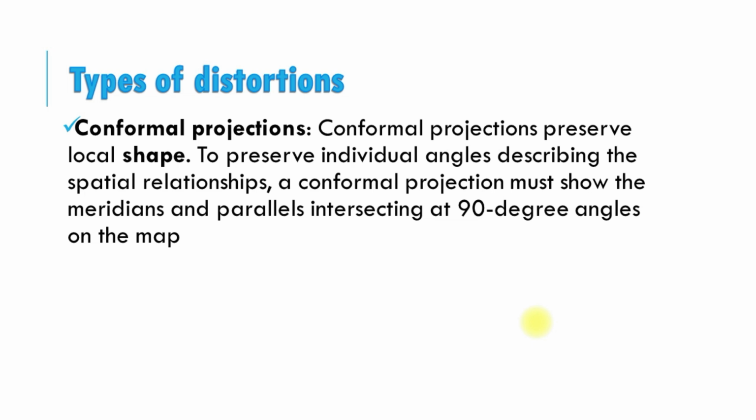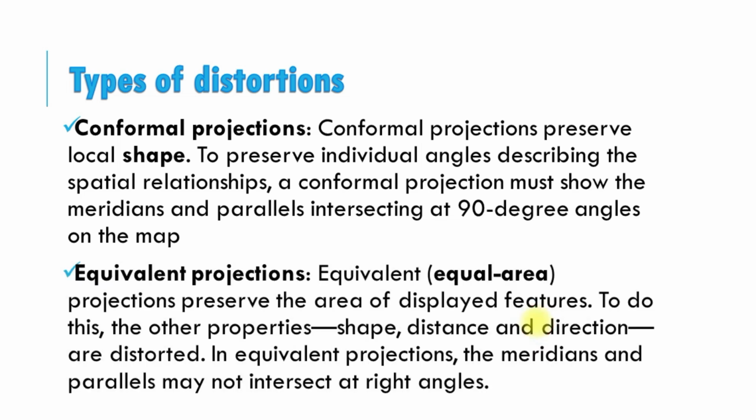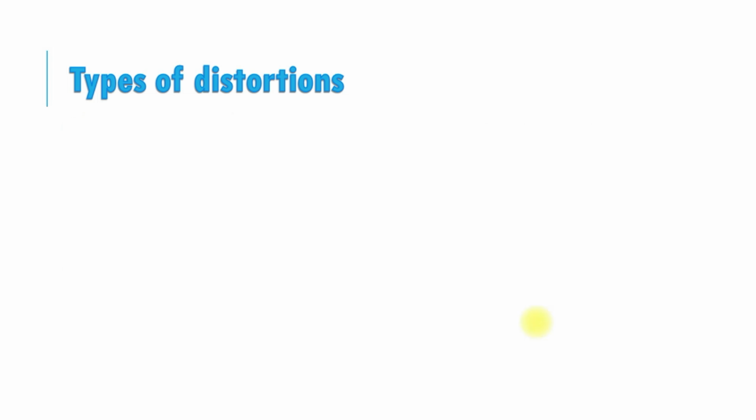To preserve individual angles describing the spatial relationships, a conformal projection must show the meridians and parallels intersecting at 90-degree angles on the map. Equivalent projection. Equivalent, equal area, means a projection preserves the area of displayed features. To do this, the other properties, shape, distance, and direction, are distorted. In equivalent projections, the meridians and parallels may not intersect at right angles.